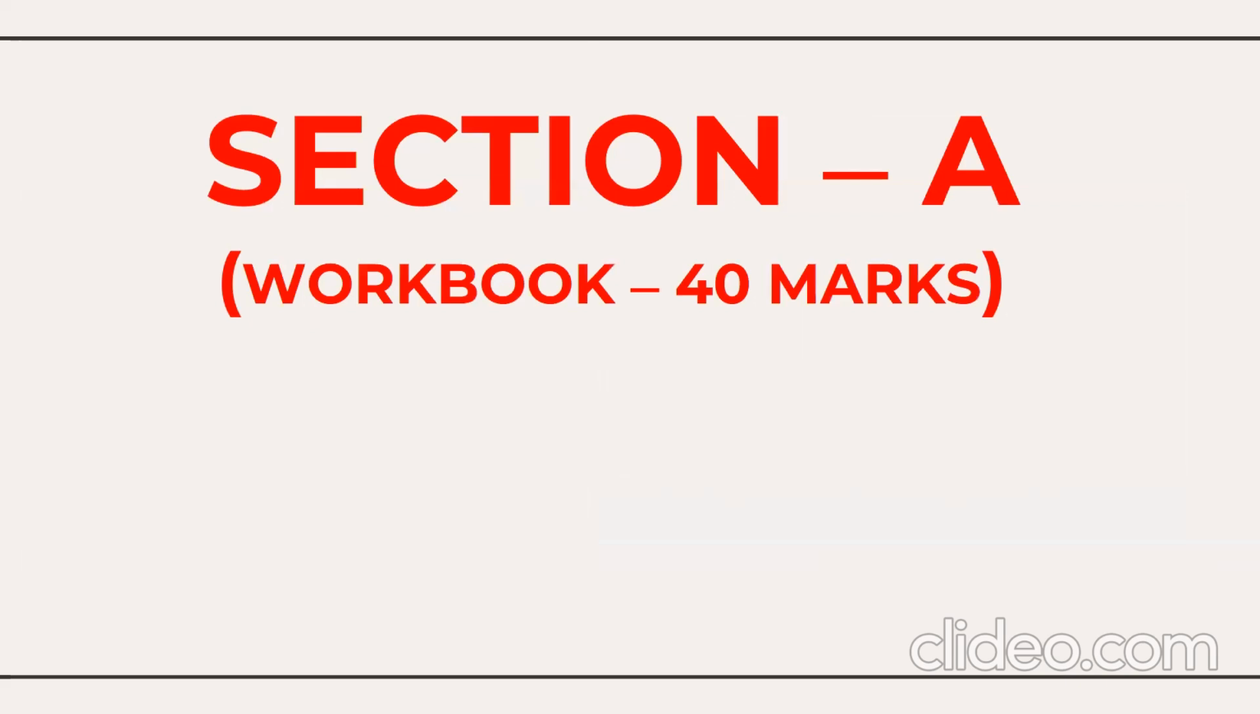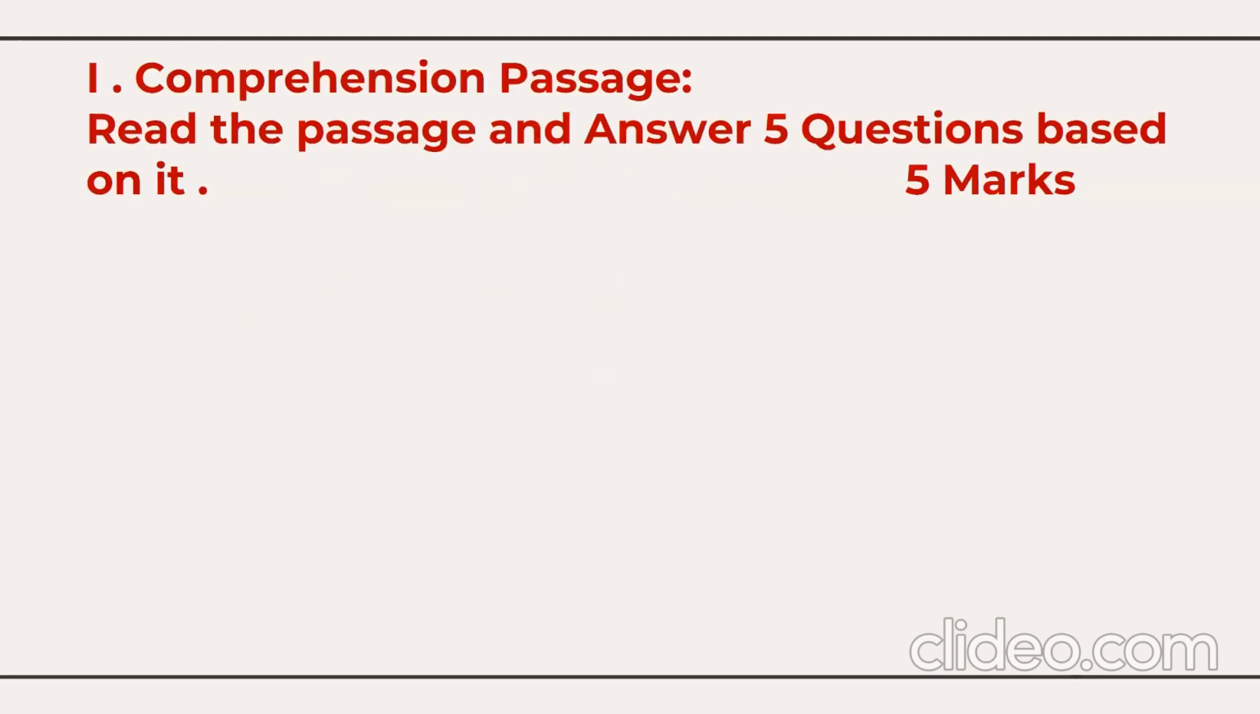So let's begin. The very first thing: your question paper is divided into 2 sections. One is Section A, that consists of questions from the workbook for 40 marks. And here, the very first question you are going to face in this question paper is a comprehension passage. You need to read the passage and answer 5 questions based on it. So read the passage very carefully and meticulously also, and answer the questions to the point. The answers may be written in one sentence or one word, true, false, fill up the blanks, give a suitable title. So like this, you'll be having 5 easy questions. So easily you can get here 5 out of 5.